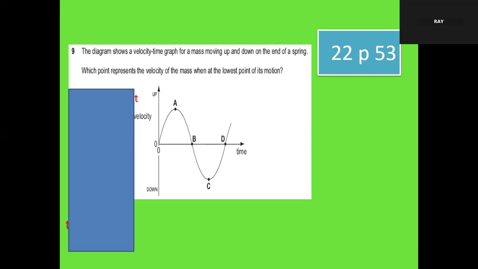I can see they can use different graphs. Sometimes some of the teachers may not have taught you this. So you have to use what you have learned in your SPM, no? Or O level, no?